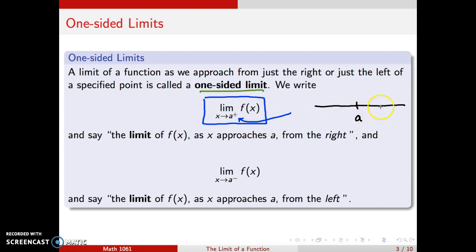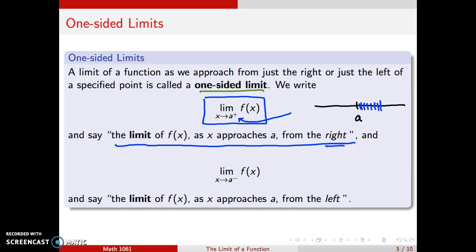So we're going from this side, getting closer and closer, but we're always a little bit bigger than a, and seeing what happens with the function. So we're again looking at limits, but just that one side, from the positive side. On the number line, the way of thinking about it is from the right of that value. So that notation means it's the limit of f of x as x approaches a from the right.